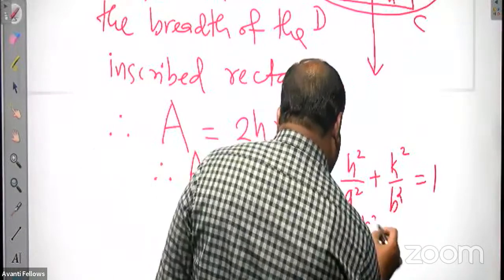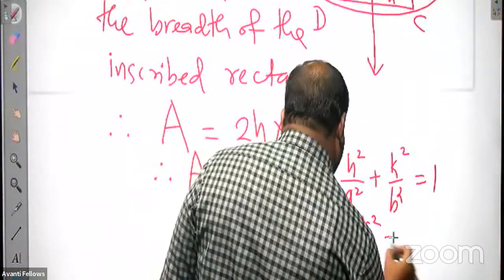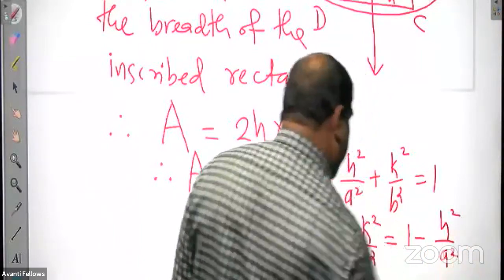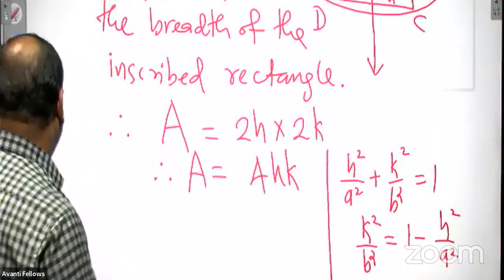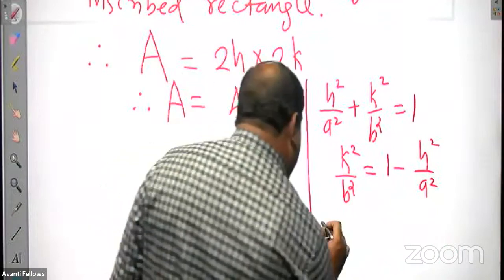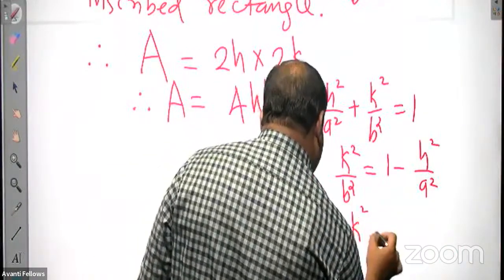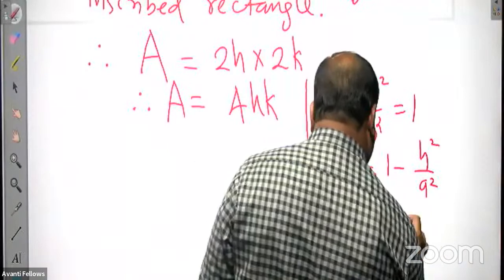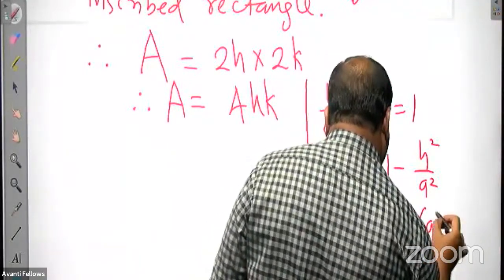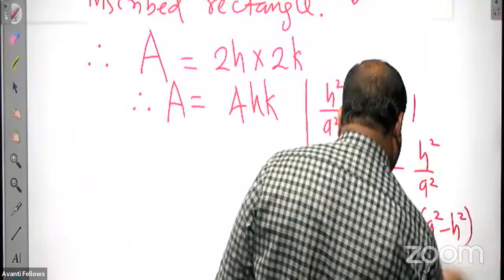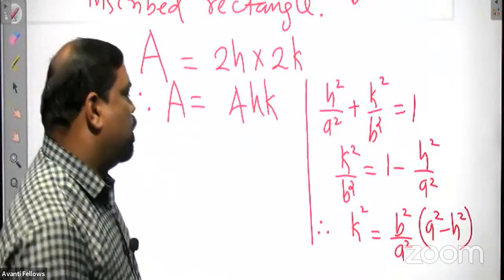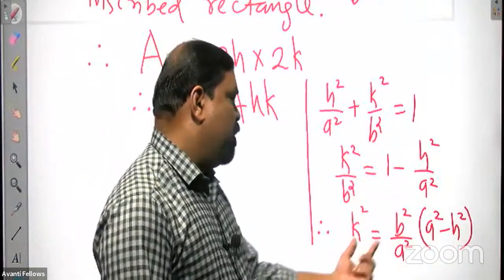So what is k square by b square? k square by b square means 1 minus h square by a square. That means k square is equal to b square by a square into a square minus h square. The right side is actually a square minus h square by a square, so if you multiply by b square, k square will be equal to that.